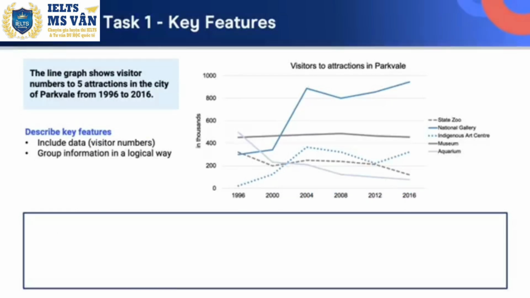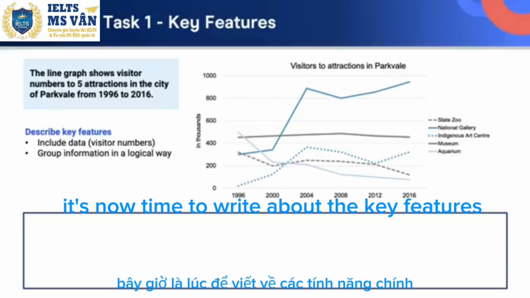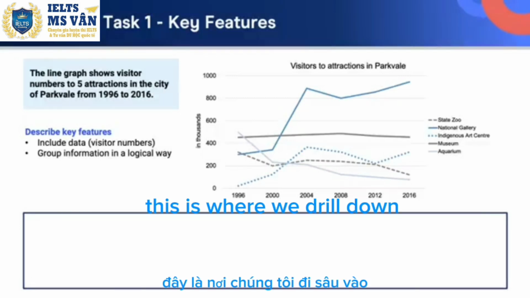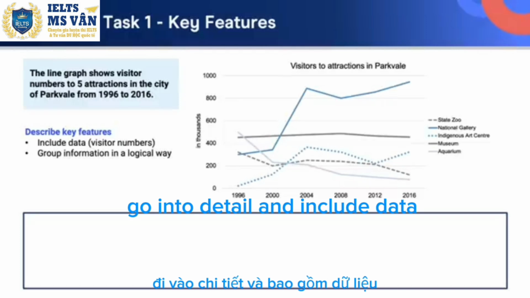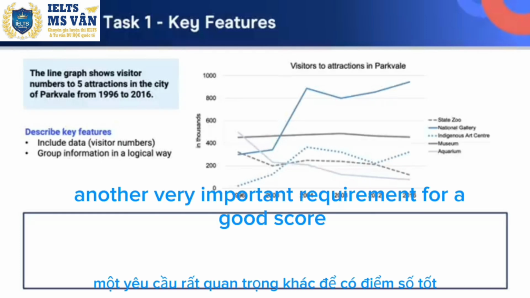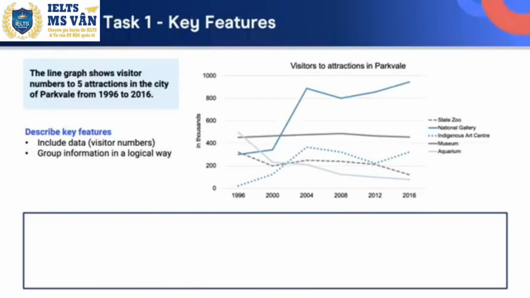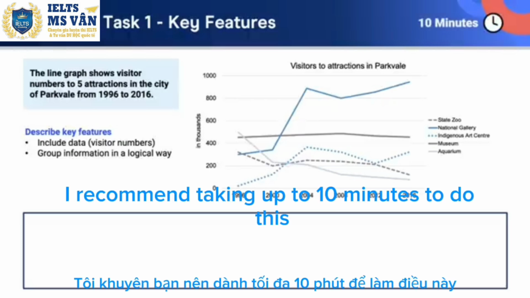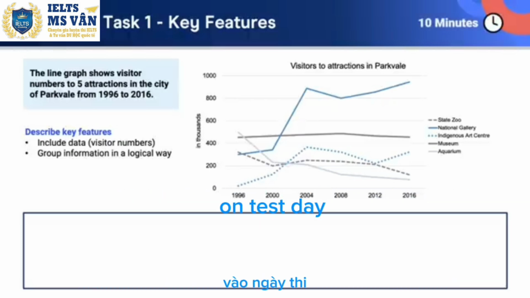Now that the introduction and the overview are written, it's now time to write about the key features. This is where we drill down, go into detail, and include data, another very important requirement for a good score. Write about the key features now. I recommend taking up to 10 minutes to do this on test day.